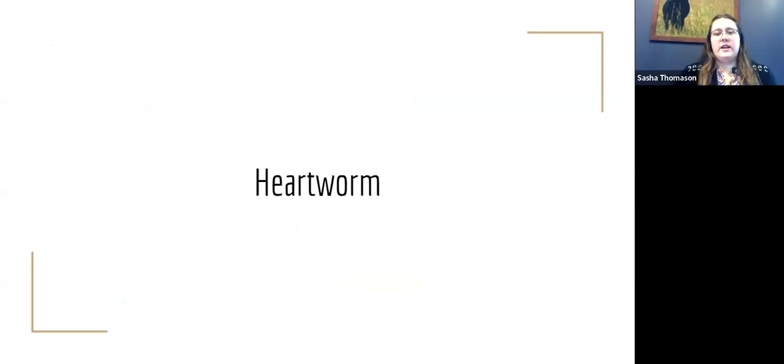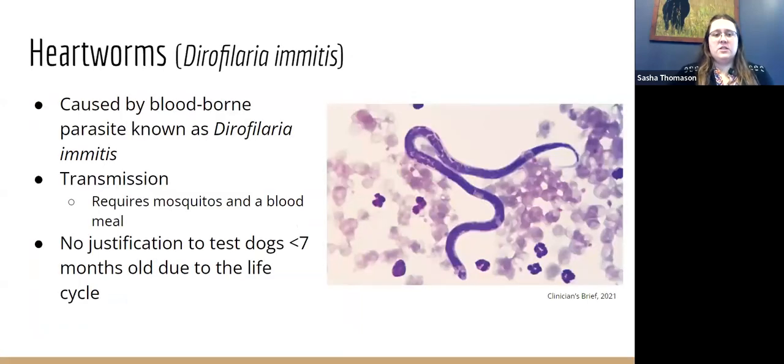Alrighty, so I'm going to go on to heartworm. The previous ones that we talked about were all intestinal parasites, whether they be the worms, Giardia, coccidia. Heartworm is actually a bloodborne parasite that's known as Dirofilaria immitis. And in order to be transmitted, this one requires mosquitoes, and more specifically, the mosquito to take a blood meal.